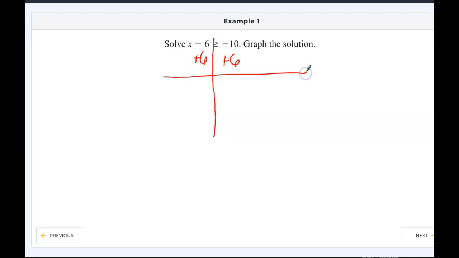And do I have more negatives or positives? More negative. How many more? 4. So then x is, what's my symbol? X is greater than or equal to. We didn't switch the sign, okay? The sign stayed the same.